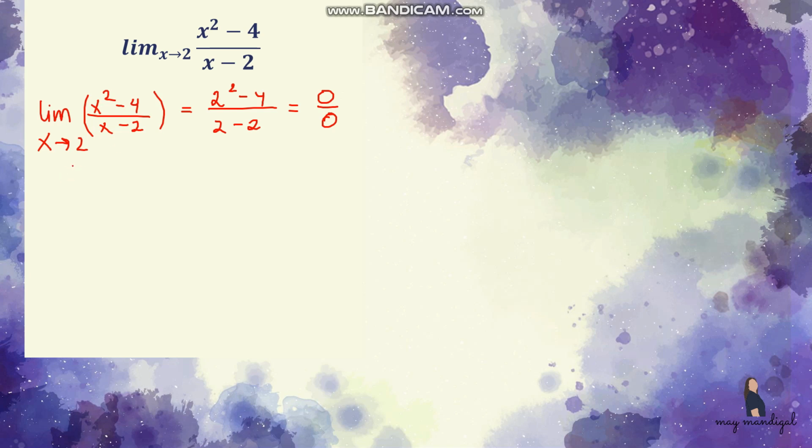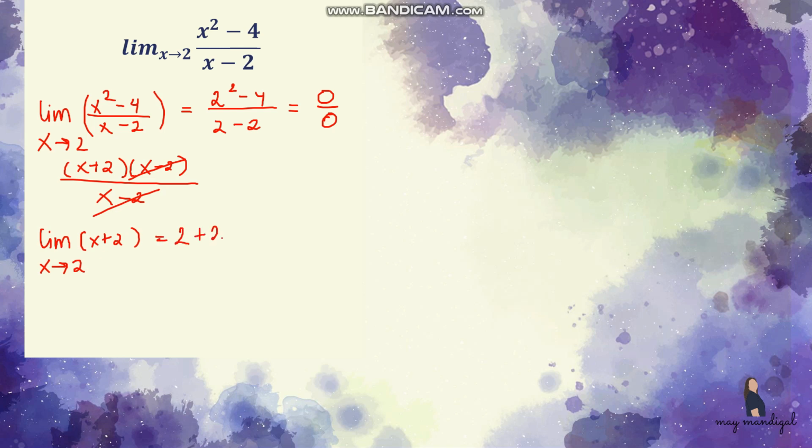So we factor. We have x plus 2 times x minus 2 all over x minus 2. Then we can cancel the x minus 2, so we will be left with x plus 2. From here, we can now get the limit of x plus 2 as x approaches 2, which will give us 2 plus 2, or 4. So the limit of our function is equal to 4.